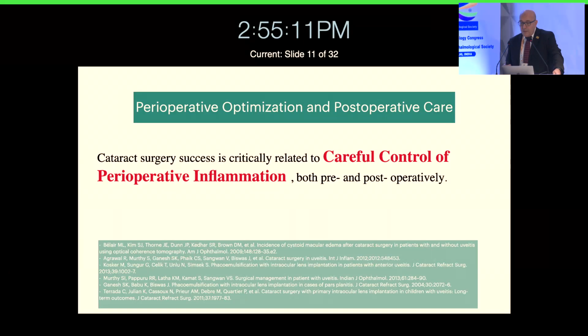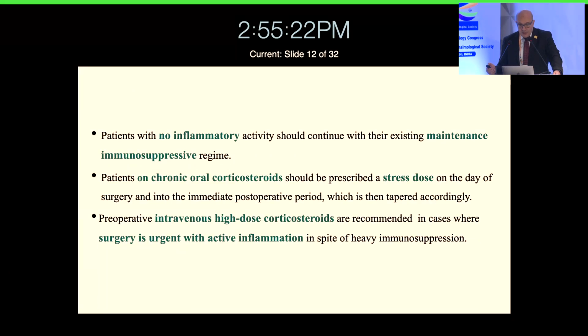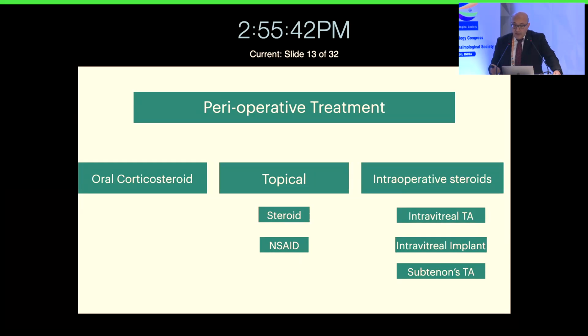So perioperative optimization, careful control of perioperative inflammation, both pre- and postoperative, is the critical key for success. Control of inflammation with least manipulation. Patients with no inflammatory activity should continue on their maintenance immunosuppressive agents. Patients on chronic oral steroids should be prescribed a stress dose on the day of surgery. Preoperative intravenous steroids are recommended in cases where surgery is urgent with active inflammation in spite of heavy immunosuppression.